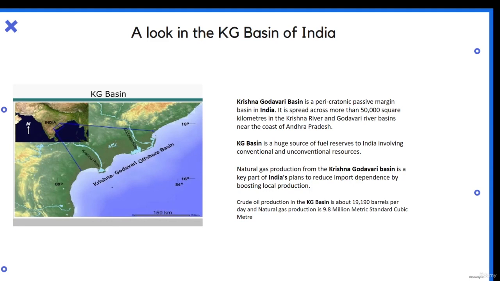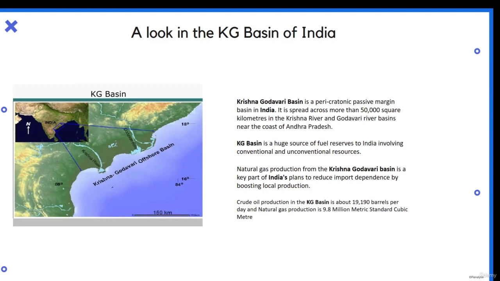Now, as you all know, India is a huge importer of crude oil and natural gas. All of these things are imported from outside. So now, with the help of KG Basin, we can reduce this. We can increase the production because it contains a huge source of natural gas. So it will help in benefiting.